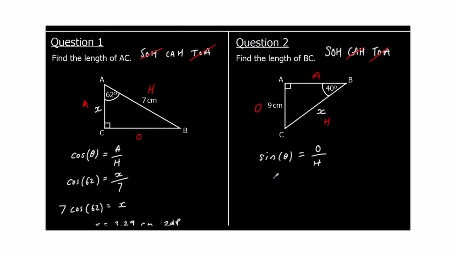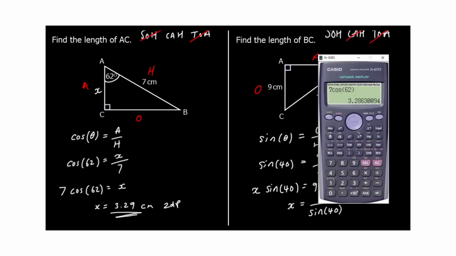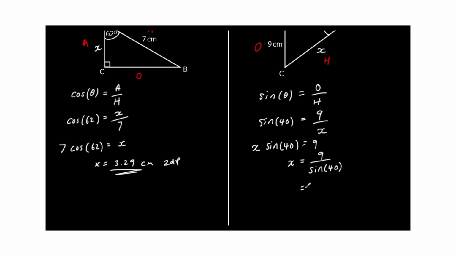And the angle is 40 this time, so sine 40. O is 9. H is X. So sine 40 equals 9 divided by X. We want X by itself, so let's firstly multiply both sides by X. So X times sine 40 is 9. And then to get rid of sine 40, we divide both sides by sine 40. So X is 9 divided by sine 40. So 9 divided by sine 40 is 14.00. So X is 14.00 centimeters to 2 decimal places.